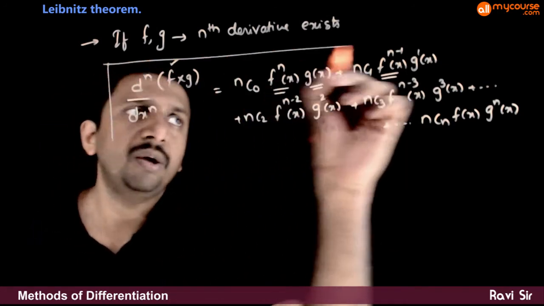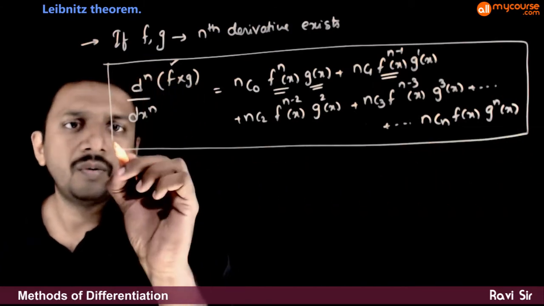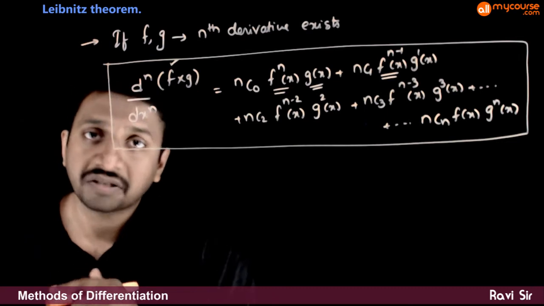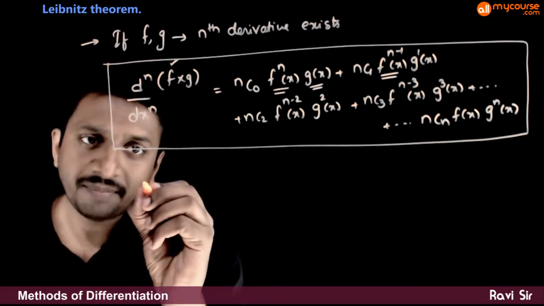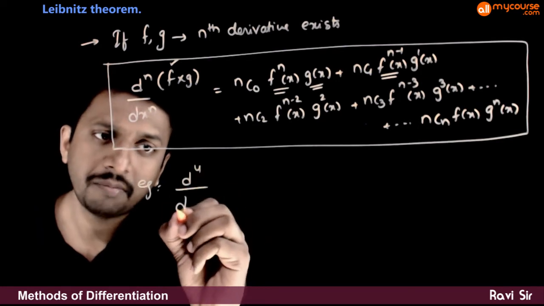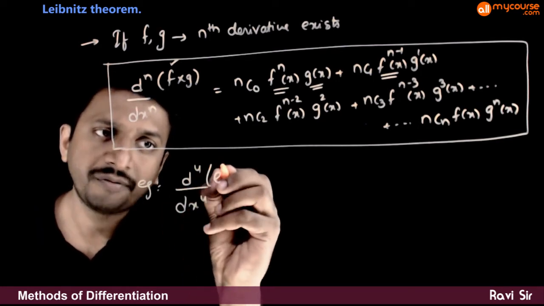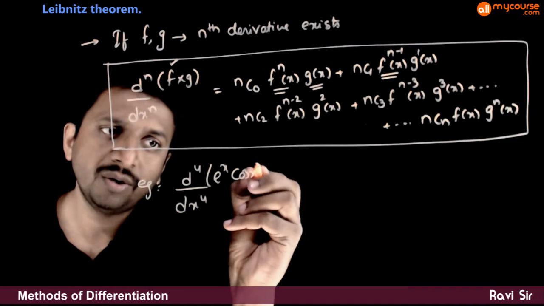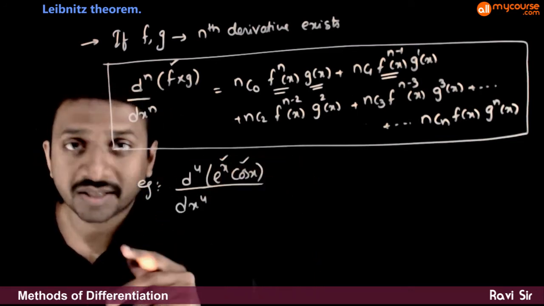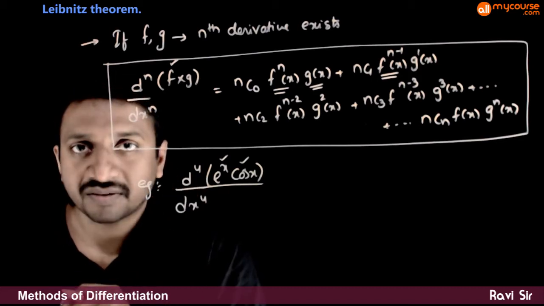This theorem will be very useful when you need to find the higher order differentials of product functions. For example, if you want d^4 by dx^4 of e^x into cos x, I want the fourth differentiation of this.